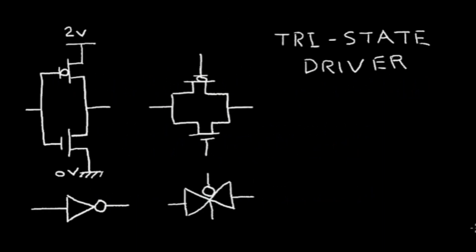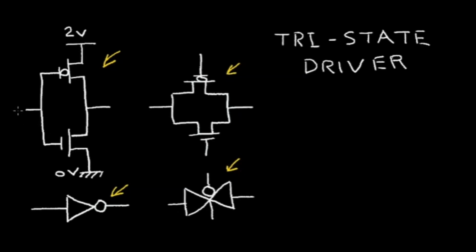In this video, I want to present the Tri-state driver and explain some of the things that can be done with the Tri-state driver. Now, in a previous video, we explained the operation of the CMOS inverter shown at the left, and the symbol for this inverter is shown here. And we also talked about the CMOS switch, where this is the symbol for the CMOS switch.